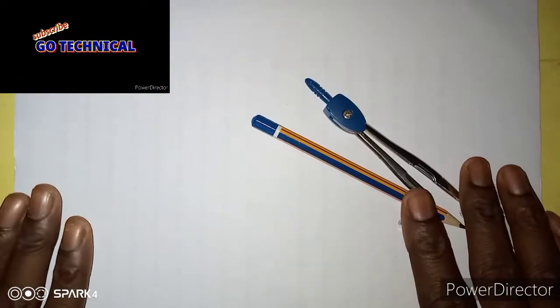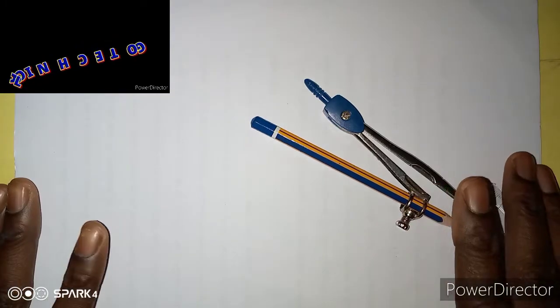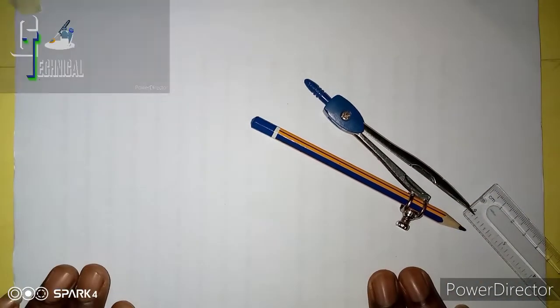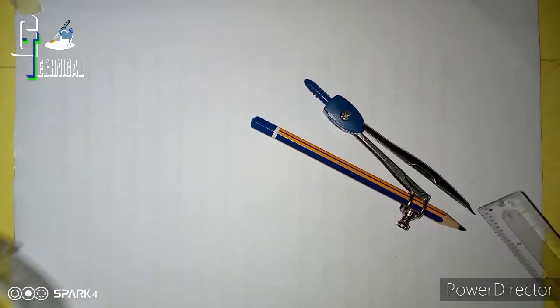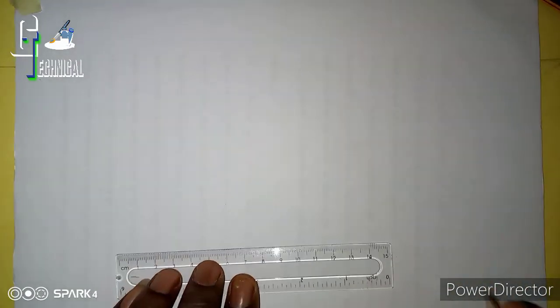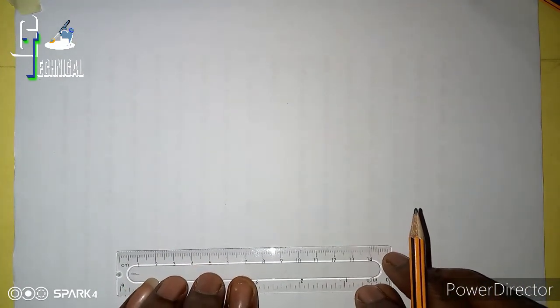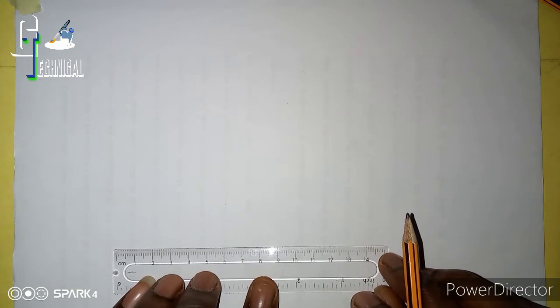Today I'll be showing you how to draw a block in isometric projection, and today's block is quite different. To start, first of all, we'll draw our horizontal and vertical lines.